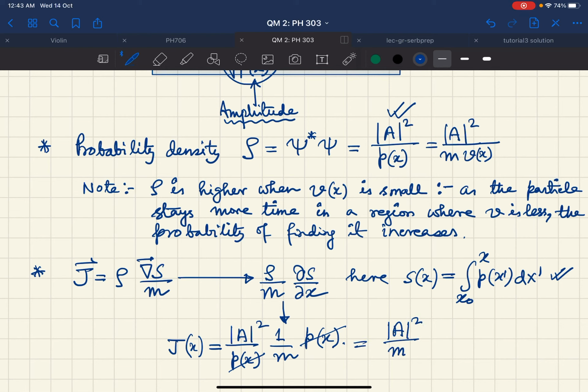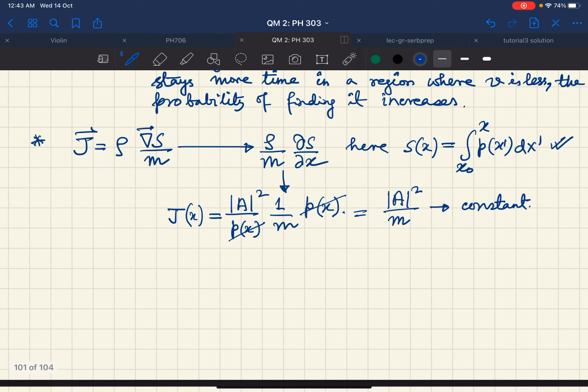Why fortunately? Simply because I want this to be a constant. Why do I want this to be a constant? Because if it is not a constant, suppose J of x really is some position dependent current, then it would have violated the conservation law, the conservation equation, which is nothing but del rho by del t plus divergence of J equal to 0. This would have been violated.